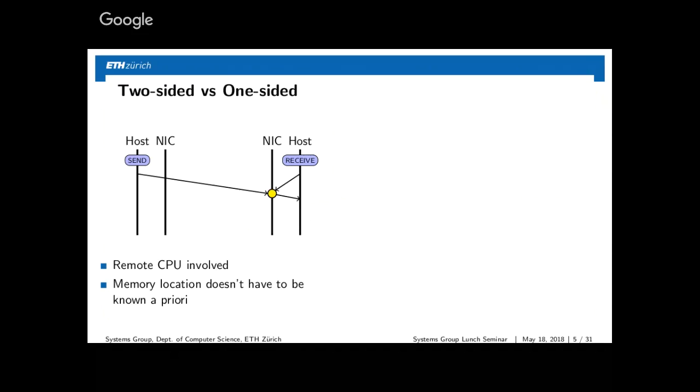And this is necessary because the location where the data has to be placed is not known a priori. This information is issued with that receive command. So only after the host issues this receive, the NIC will actually know where to place the data. And here in this example, this actually happens before the data arrives, which is the ideal case, but this could also happen later. And in that case, you actually need to buffer the data, which might lead to an additional copy.